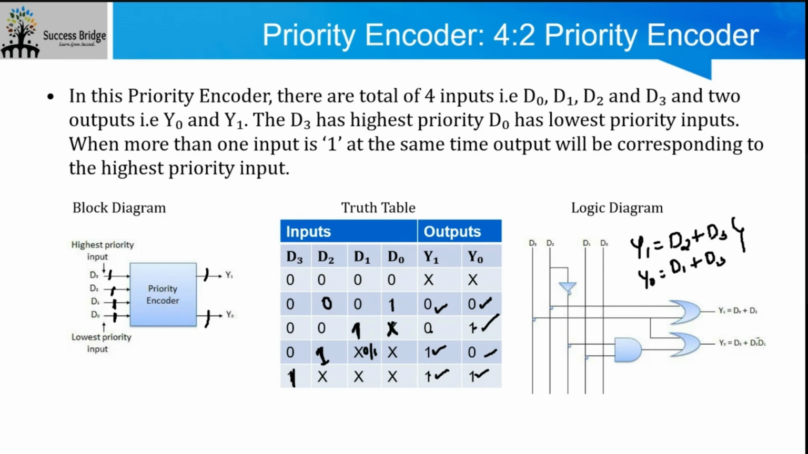will give you Y0. But as a priority encoder, what we can do is, D0 has the lowest priority and D3 has the highest priority. So when more than one input is high at the same time, output will be corresponding to the highest priority input. So when you say Y1, it is a combination of D3 plus D2. Okay. And Y0 is a combination of D3 plus D2 and D1.